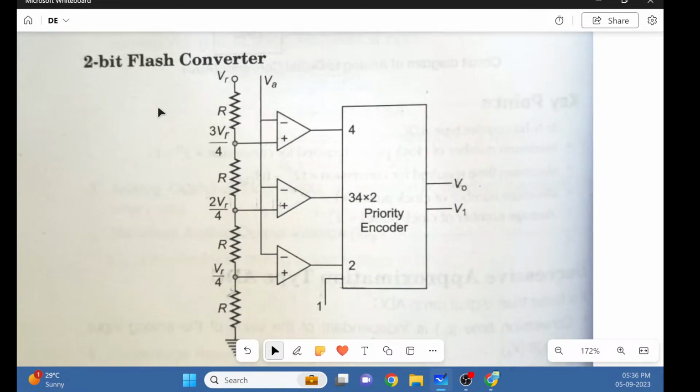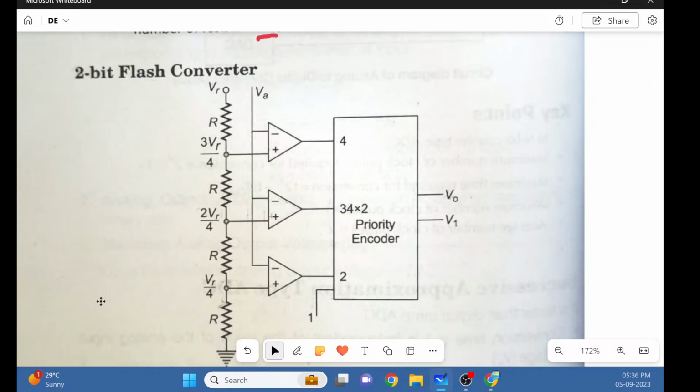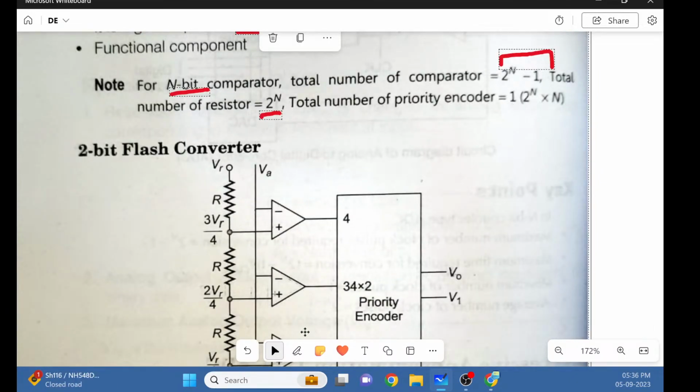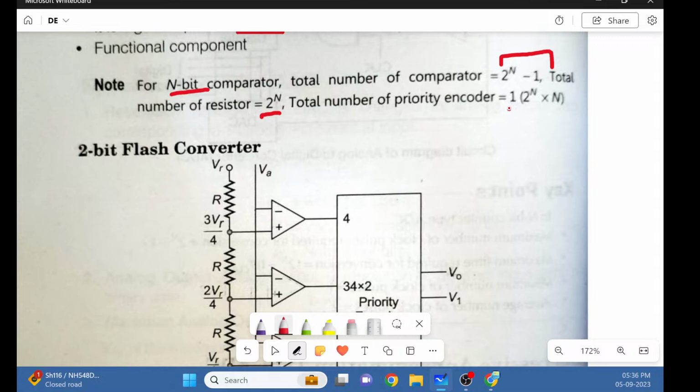This is the circuit diagram of a 2-bit flash converter. And then we also require a priority encoder, and the number of priority encoders required is given by the formula 1 into 2 raised to n into n. So these are the three formulas that you need to remember in case of a flash converter.